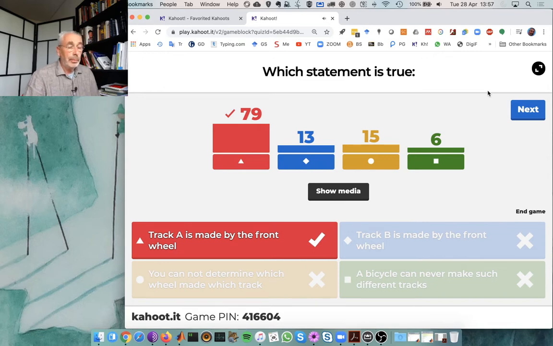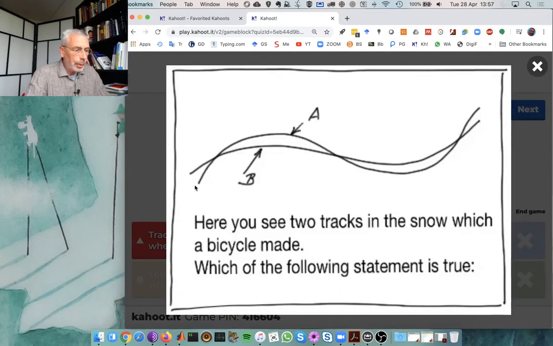Indeed, track A is the correct one for the front wheel. So the majority is right, that's good. For those who do not know, track A is much more wobbly than track B.